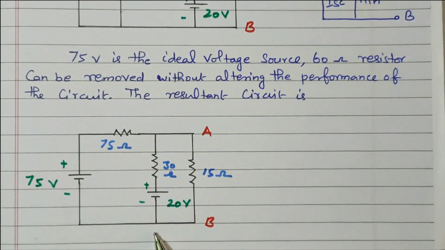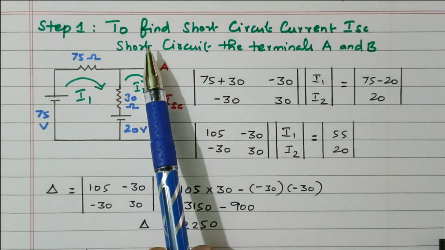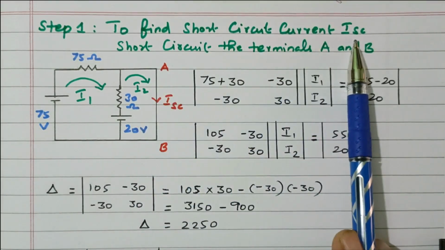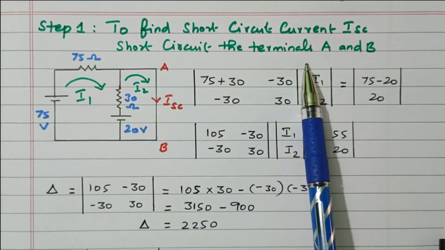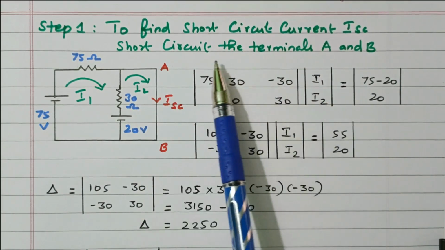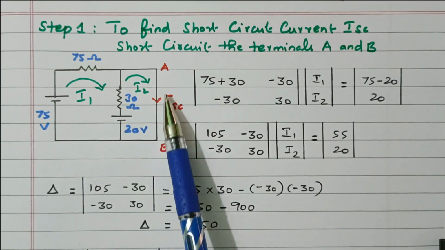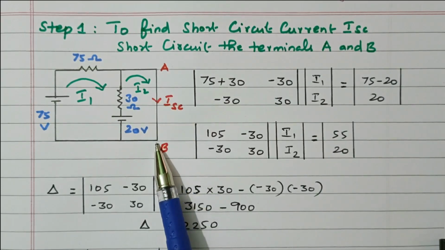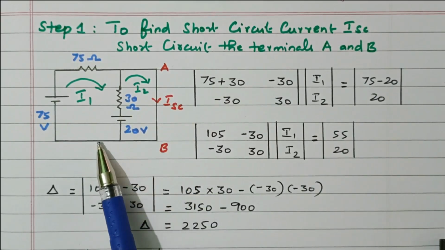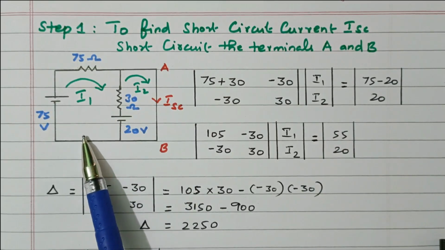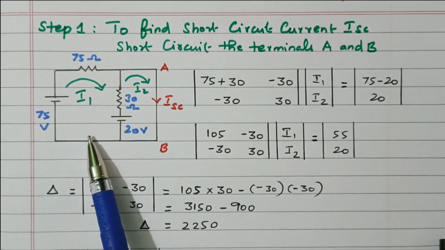Now the first step is to find ISC, the short circuit current. The terminals A and B are short circuited and we need to find the current flowing through terminals A and B. So this resistor is removed and A and B is short circuited. By using the loop method, KVL, Kirchhoff's voltage law, we can find the current.